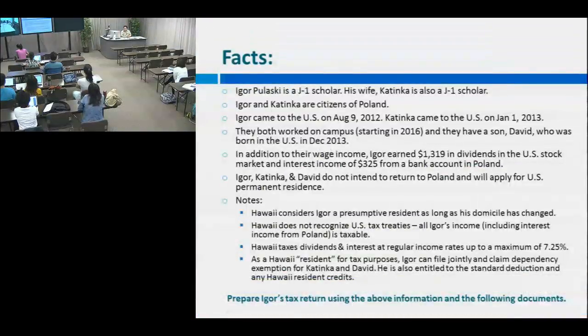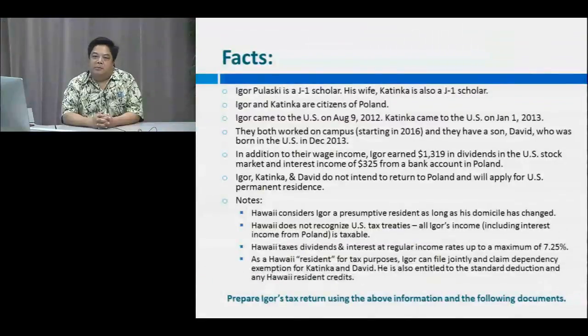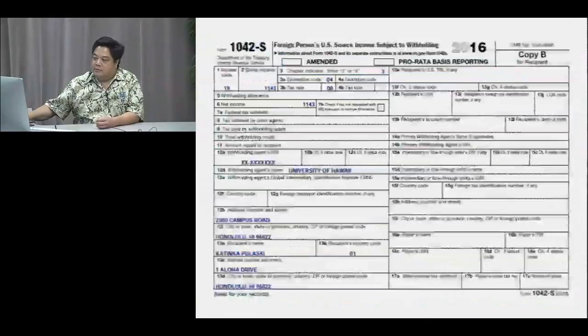Okay, this is N11, which is the resident tax return. So the hypothetical facts is this person and his wife are going to file a Hawaii tax return. They both work on campus, and they have a son, and they came here in 2013. So it's similar to what you saw 2 days ago, but we're putting that number on the Hawaii tax return.